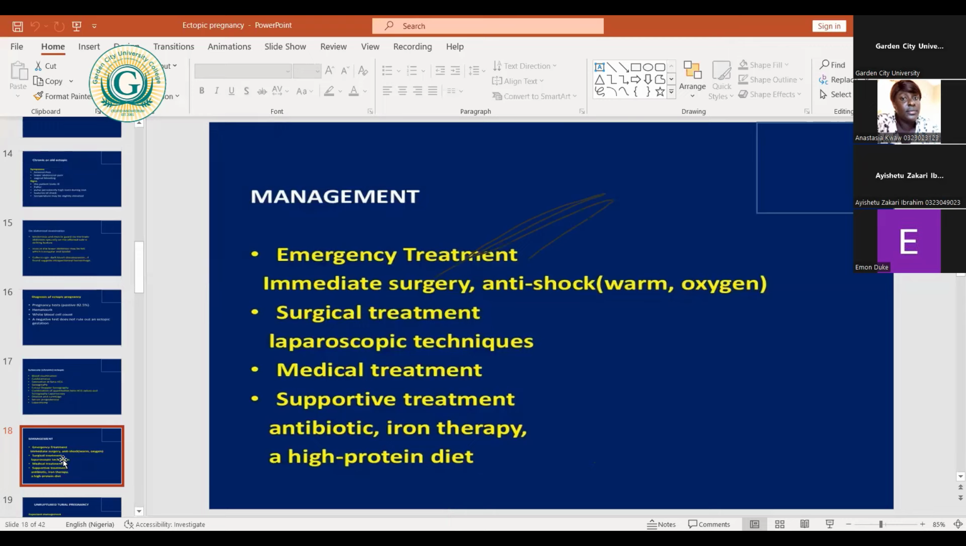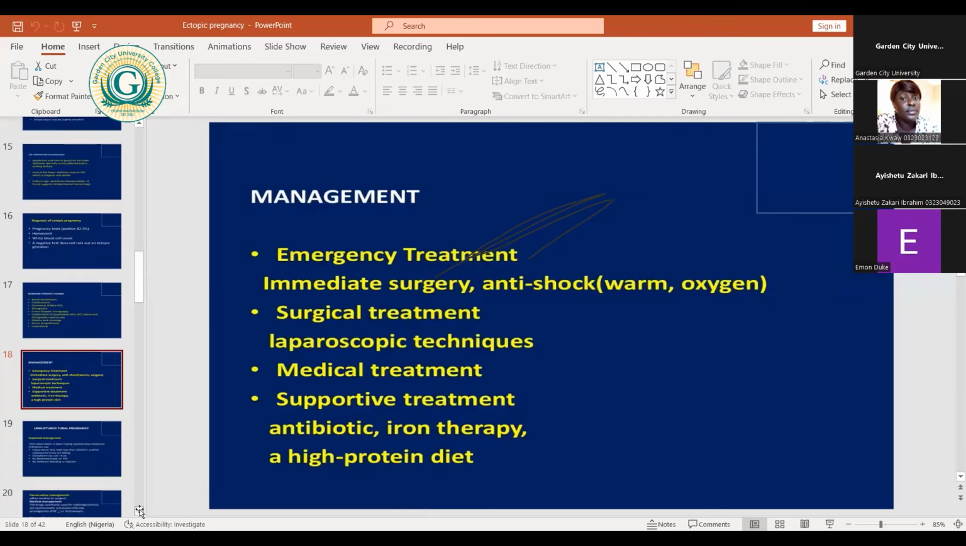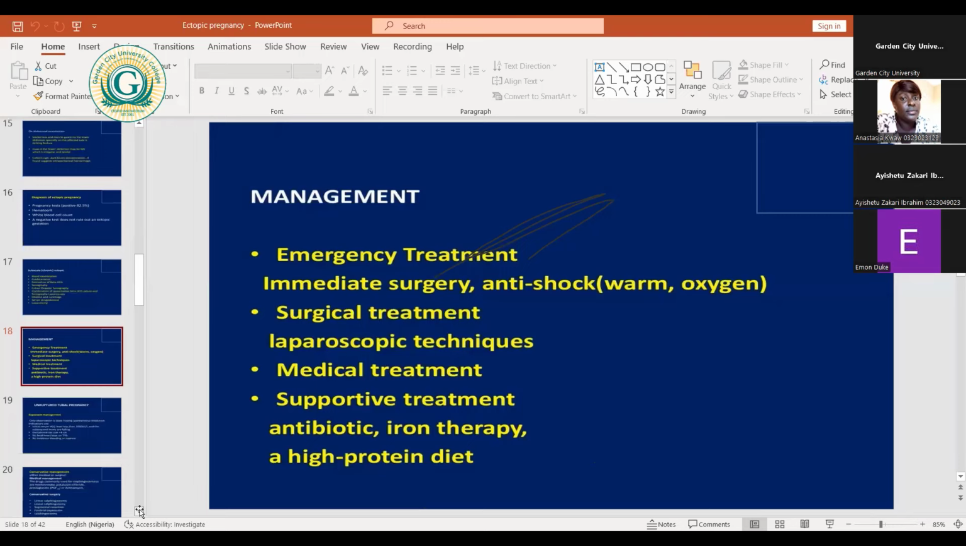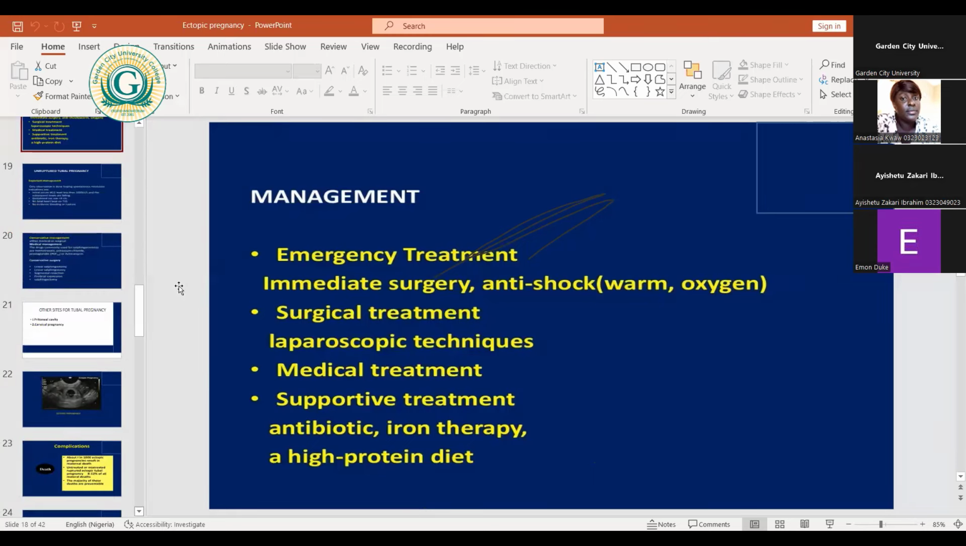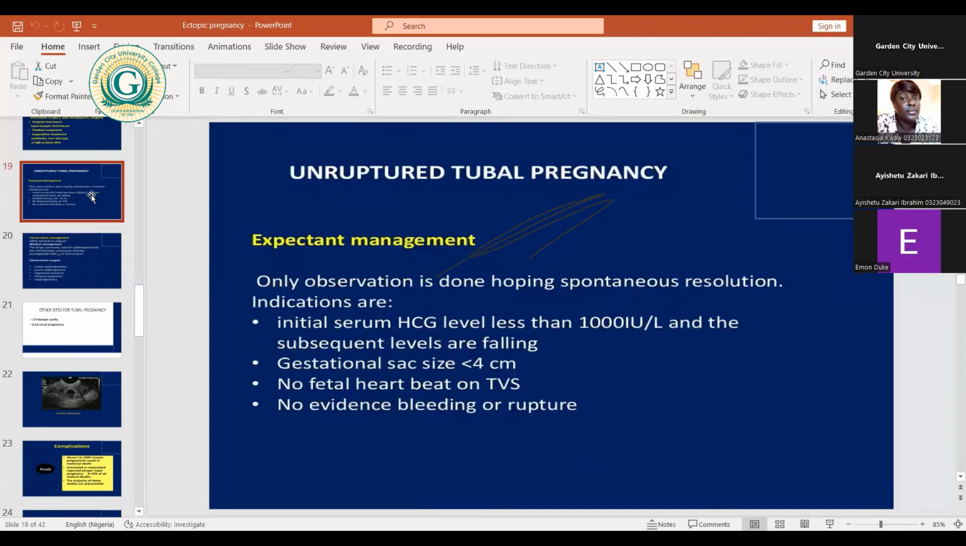laparoscopic techniques, medical treatment, supportive treatments such as antibiotics, iron therapy, a high protein diet will go a long way to help. As midwives, our duty is to counsel. And unless you know the doctor knows what he is doing, don't accept dilatation and curettage in a situation where laparotomy needs to be done.